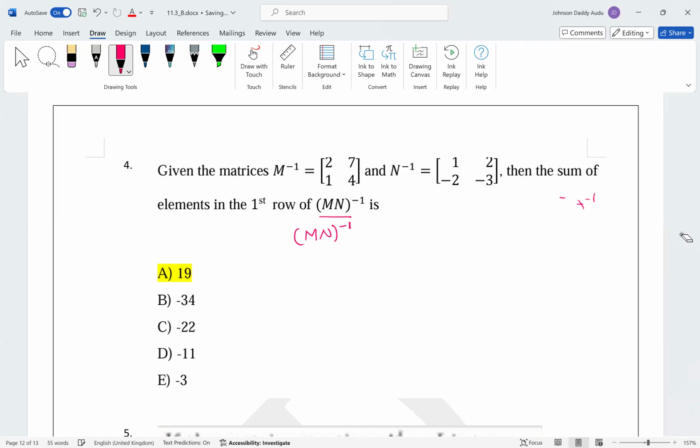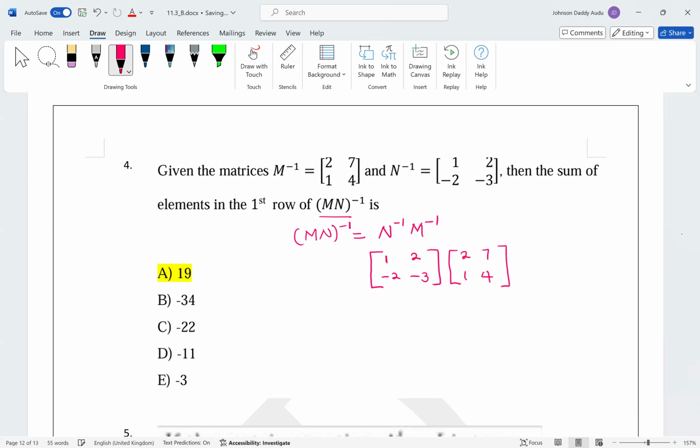So here we're dealing with M and N. So this will just be equal to N inverse multiplied by M inverse. But what is N inverse? N inverse is 1, 2, minus 2, minus 3. That is N inverse. Why M inverse is what? M inverse is 2, 7, 1, and 4.